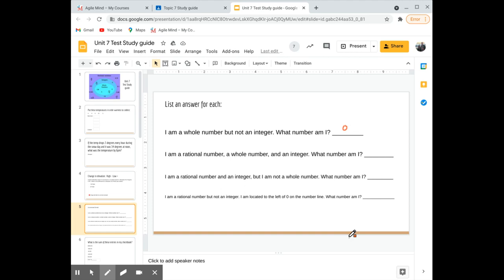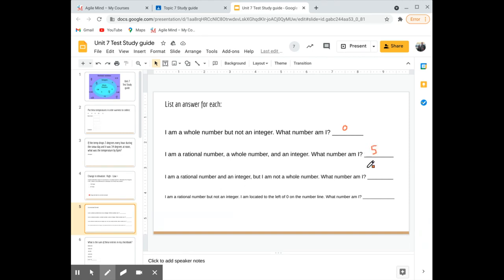All right. I'm a rational number, a whole number, and an integer. What number am I? I think this could be multiple numbers. What y'all want to go with? 5. 5 sounds good.